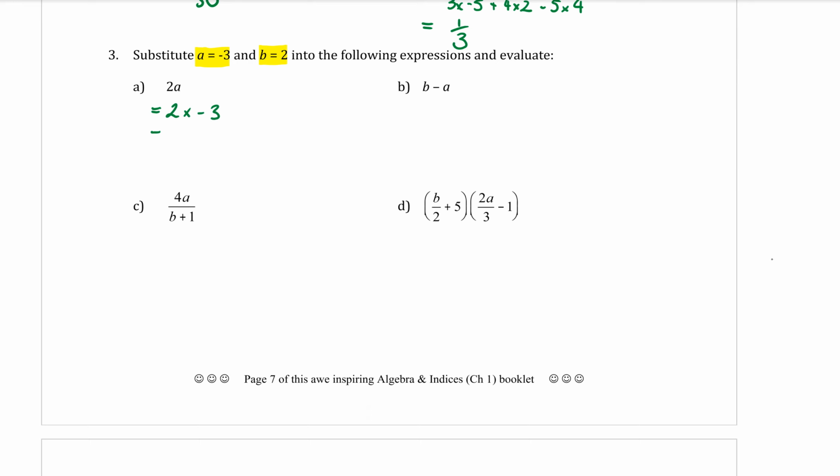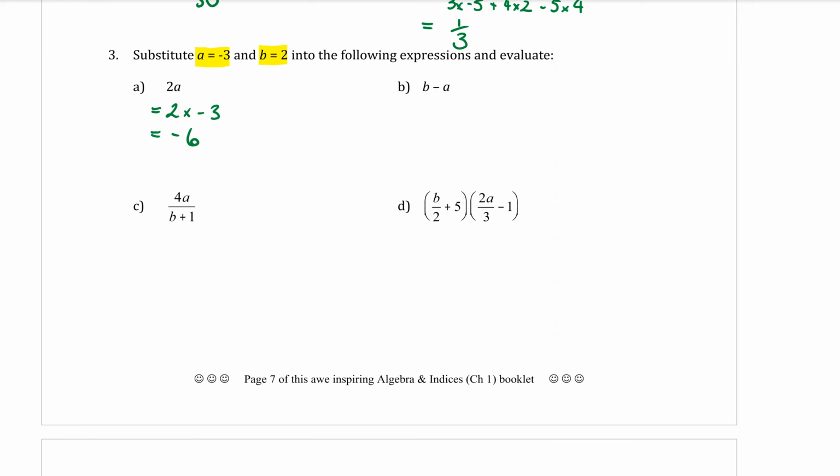Also note that my equal signs are all going underneath each other, okay? I work down the page. So what is 2 times minus 3? Negative 6. Yes, very good.